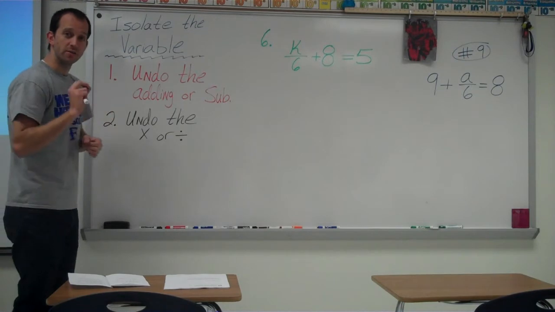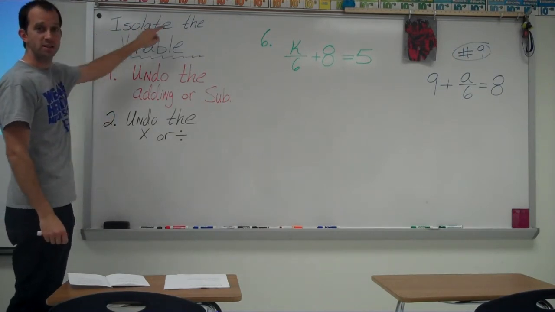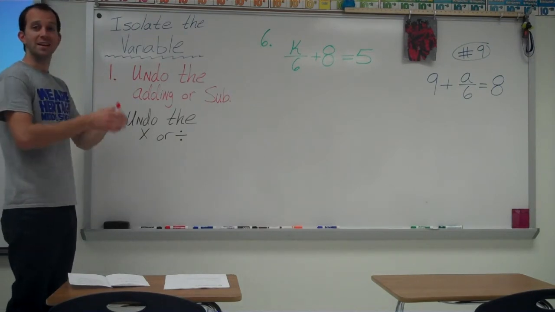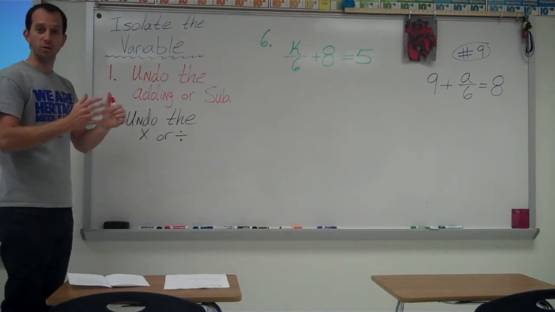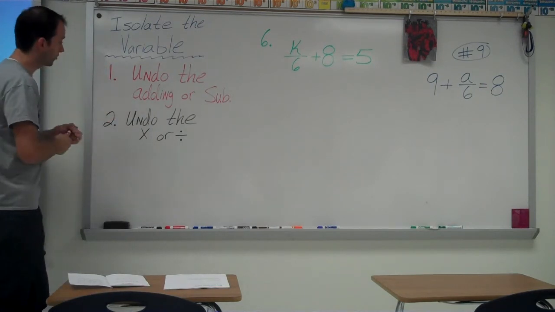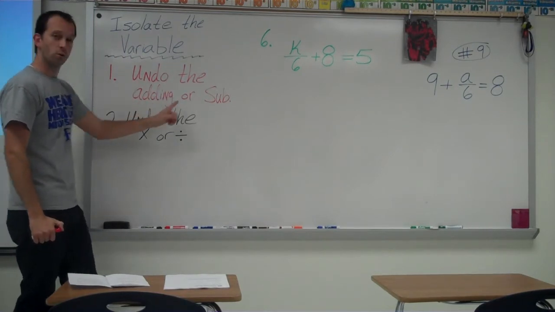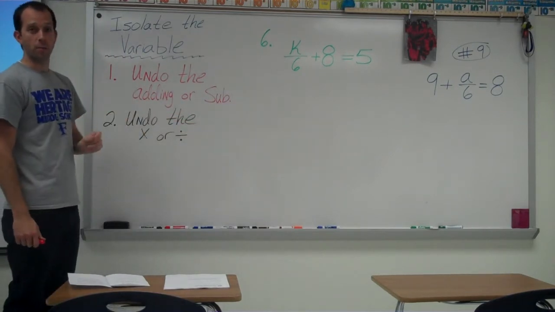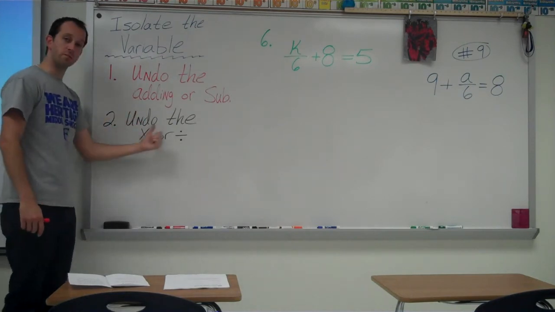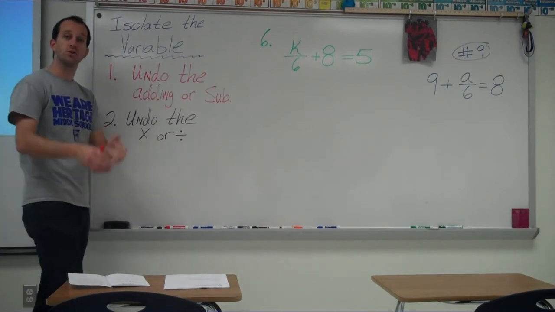The general idea for solving algebra problems is this: we are going to isolate the variable. Now what does that mean? Isolate the variable means get the x alone, get it by itself. We do that through two steps. Our first step is going to be to undo the adding or subtracting in the problem. Then after that, undo the multiplying or dividing. Let's look at some examples.